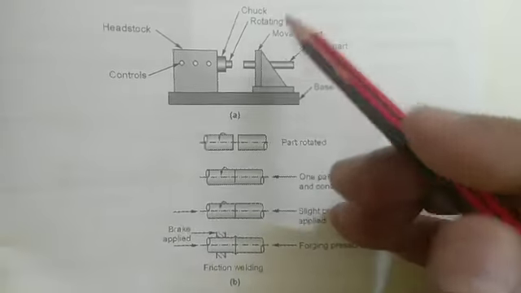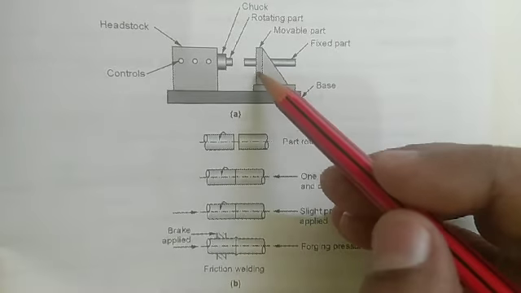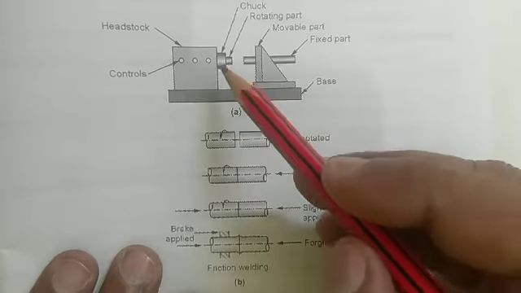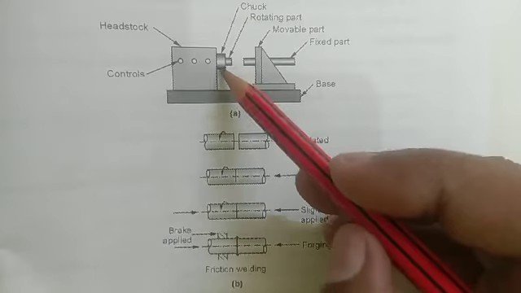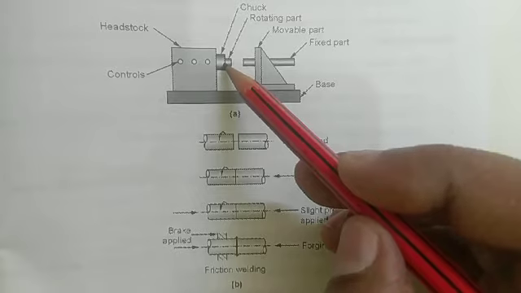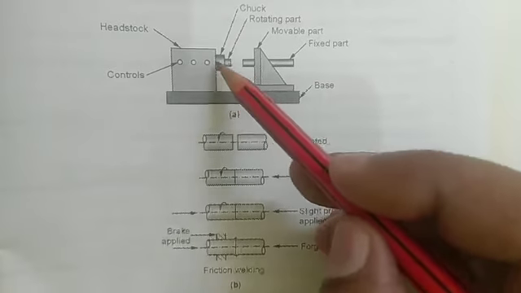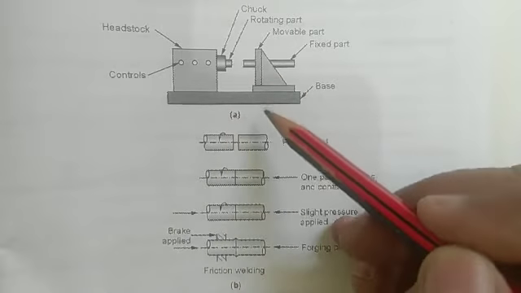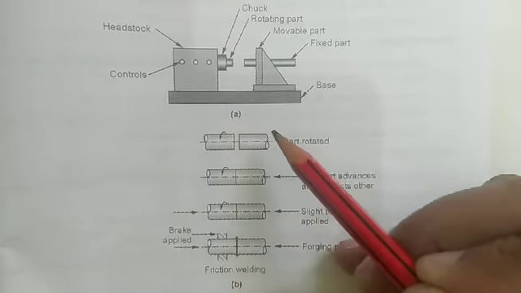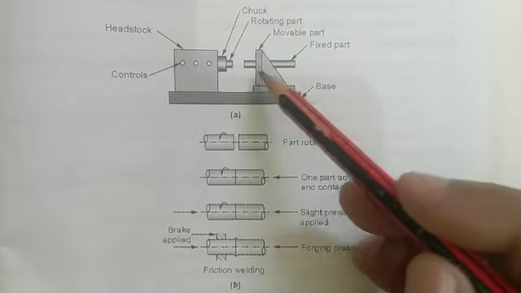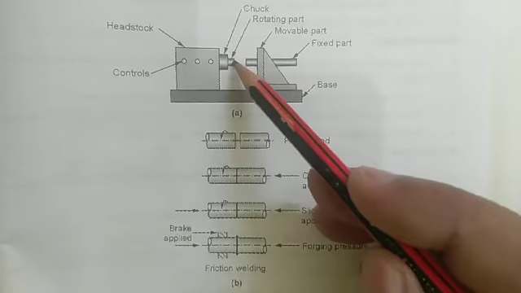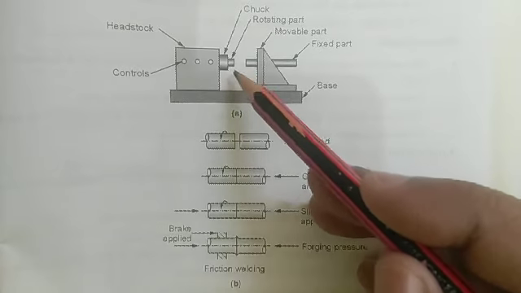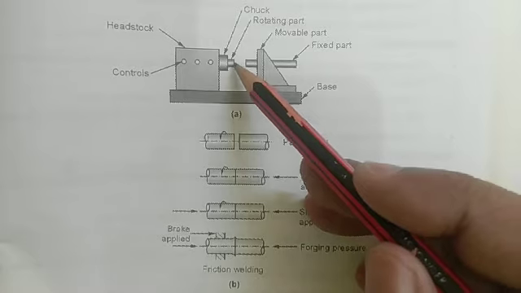When the welding is done, the rotary part is made to rotate by switching on the current, and the fixed part is brought near to the rotating part. The pressure is applied and maintained in contact for a certain period of time till sufficient heat is generated at the interface.